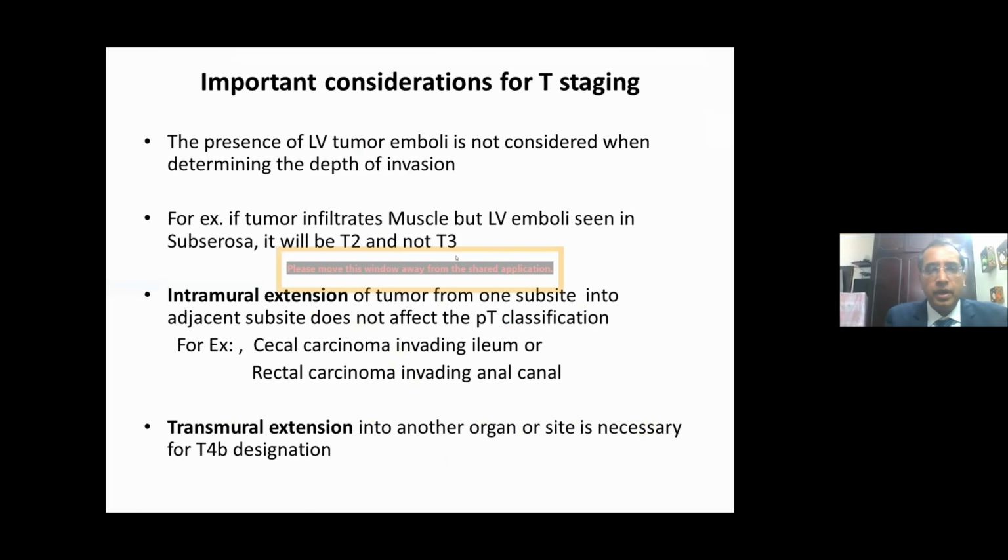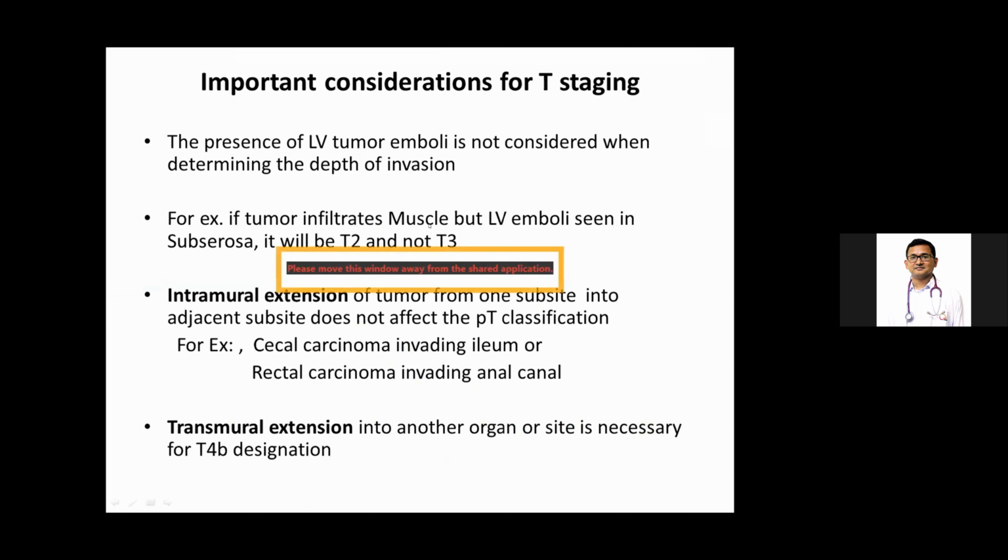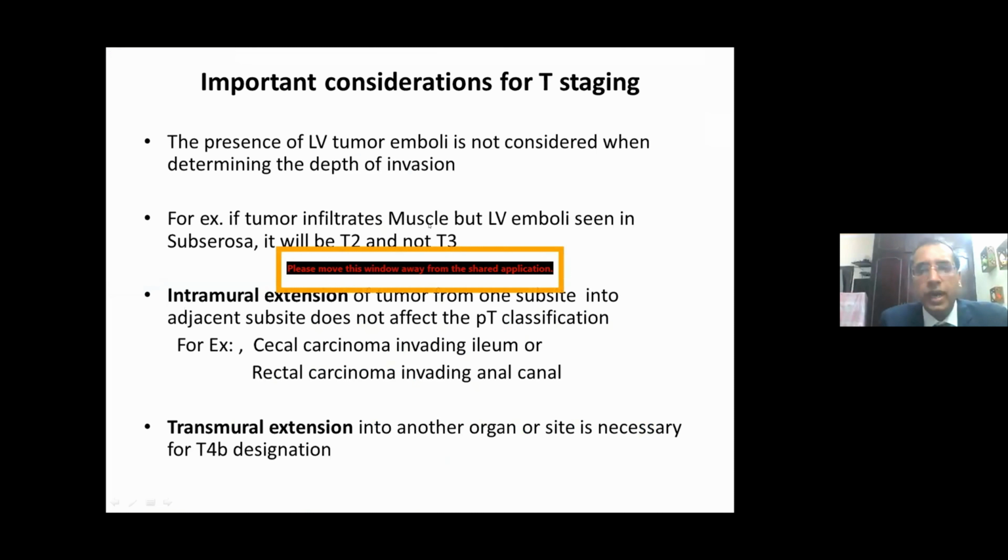So some important considerations for T staging. The presence of lymphovascular tumor emboli is not considered when determining the depth of invasion. For example, if the tumor infiltrates the muscle but LV emboli is seen in the subserosa, it will be considered as T2 and not T3. The intramural extension of the tumor from one subsite into the adjacent subsite does not affect the T classification. For example, a cecal carcinoma invading the ileum or a rectal carcinoma invading the anal canal doesn't amount to upstaging.